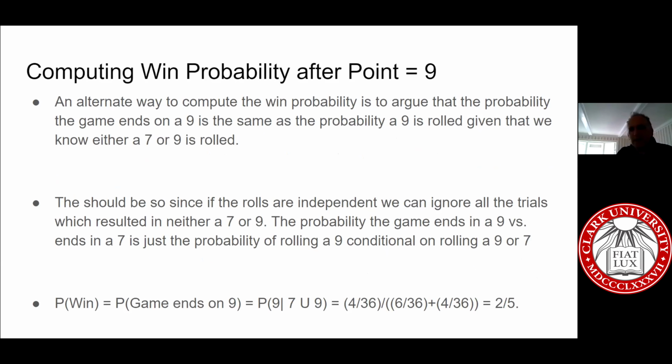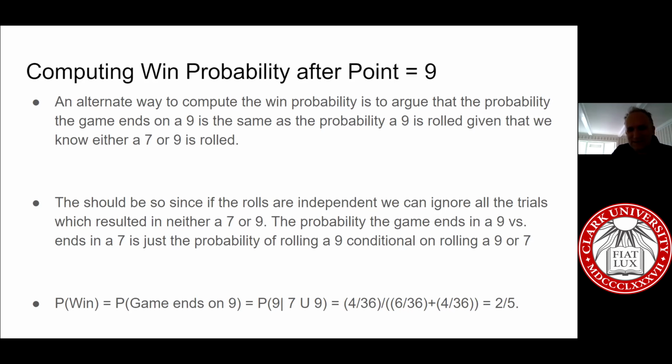Another way to compute the win probability is to argue that the probability the game ends on a 9 is the same as the probability that it ends on a 9, given that I know I just rolled 2 dice and I rolled either a 9 or a 7. It's the probability that it's a 9, knowing that I rolled either a 9 or a 7. This should be true because we should be able to ignore all the previous rolls in determining the probability of whether we rolled a 9 or a 7. This is sort of subtle, and this is why I thought this was a good thing to do a simulation of, which I always seem to trust. Whereas I don't totally trust it.